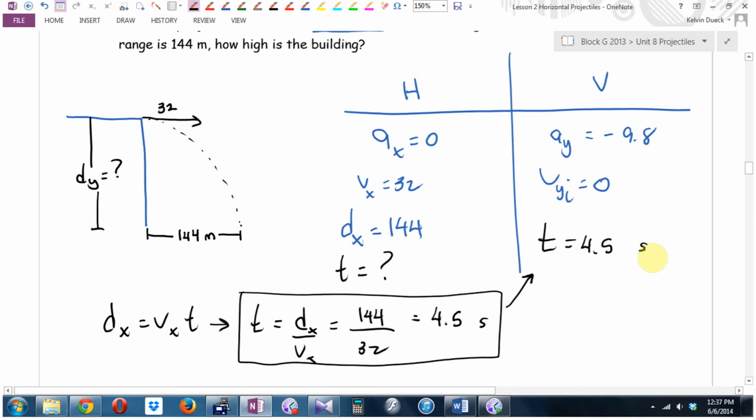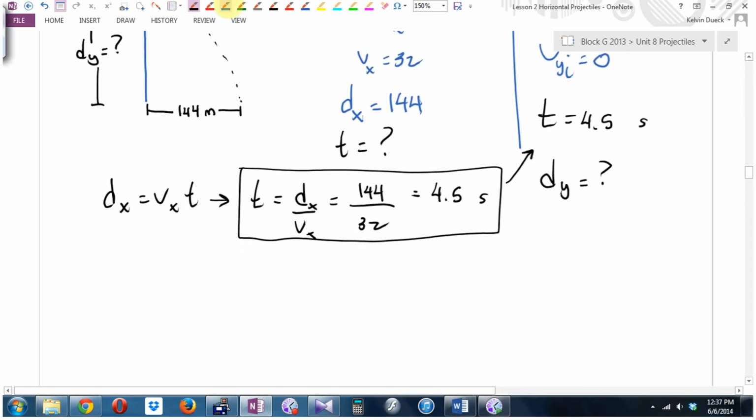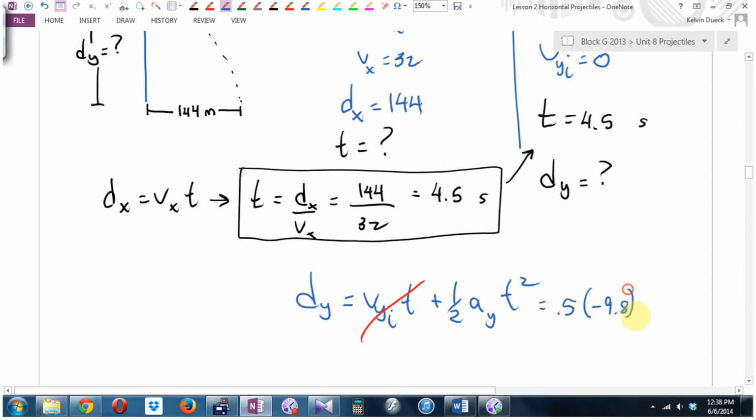What are we trying to find here? I'm looking for an equation that has A, V, T, and D in it. Holy schmoly. Dy equals Vy initial t plus 1/2 Ay t squared. Although I can do that because Vy initial is 0, and I already have the t by itself. That's why I said, if you know the range, it's actually a little easier. Less rewriting of stuff. It's going to be 0.5 times negative 9.8 times 4.5 squared.